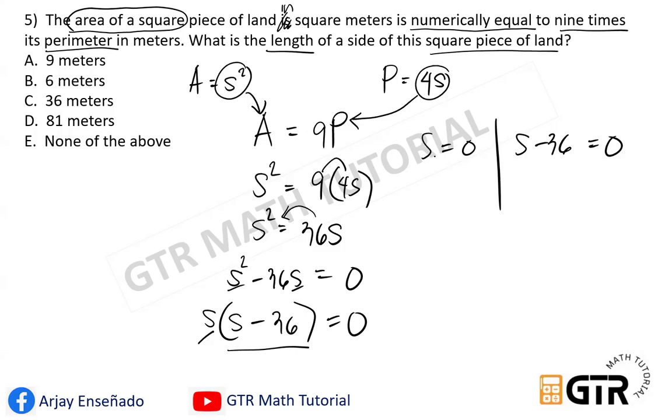The side cannot be 0, so we will reject this, because if the side is 0, there is no square. Okay? There's no figure that can be formed if S is 0. So the value of the side of the square should be 36. Add 36 on both sides, cancel this, and the value of S is equal to 36 meters. Okay, the correct answer is letter C, 36 meters.